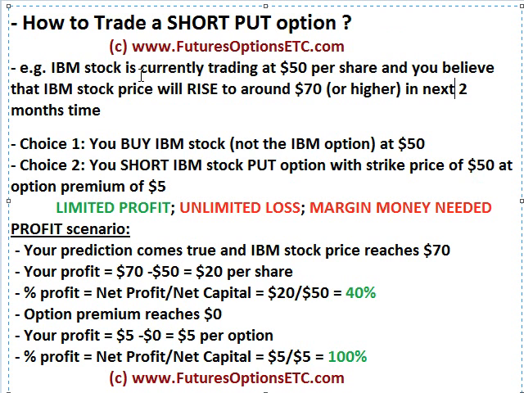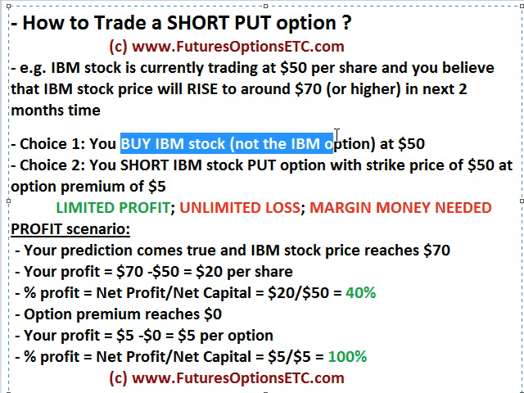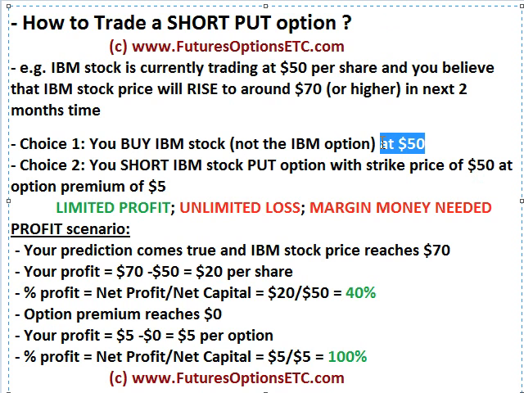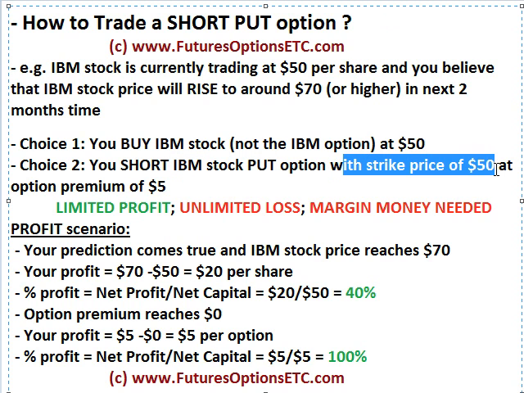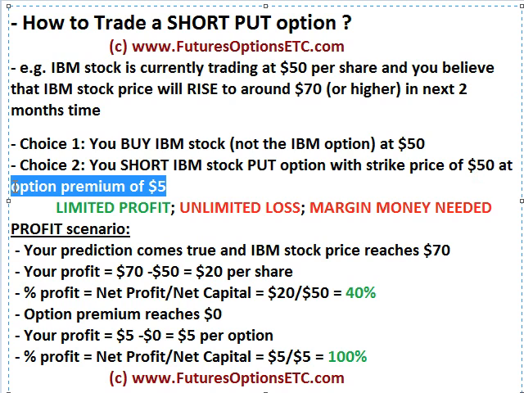Choice one is that you simply buy the IBM stock. Now we are not talking about the option here, but the IBM stock, and your buy price is at $50. The other choice is that you short or sell the put option on IBM stock with a strike price of $50, and for this sale you will receive an option premium of $5.